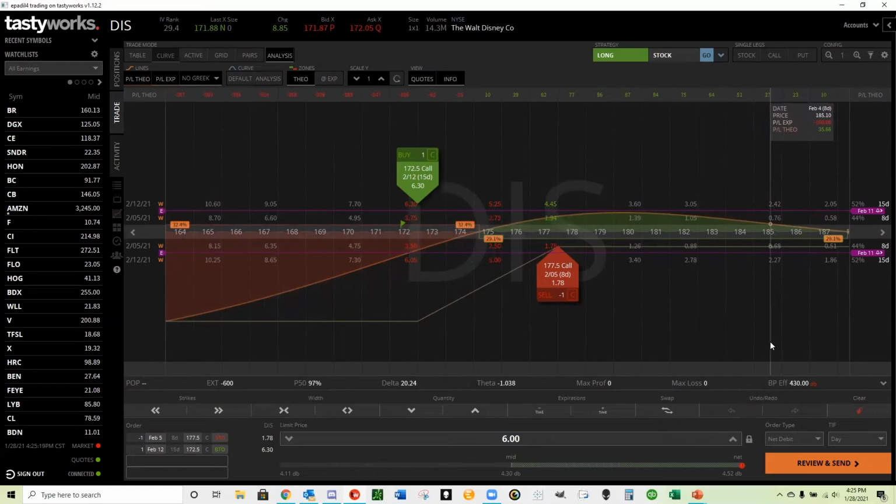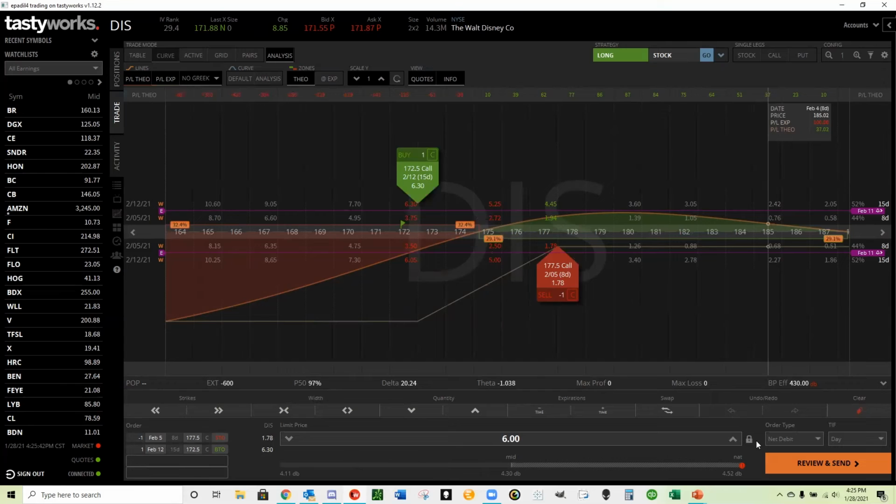And so whenever you take these diagonals, you just want to make sure that the debit that you pay for these diagonals is less than the spread of the strikes, less than the width of the strikes. That's just going to ensure that you're going to be green no matter how far up the price moves. Otherwise, you're kind of capped out.